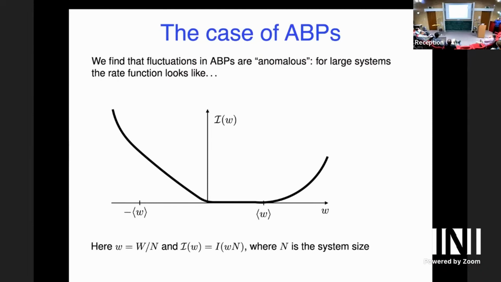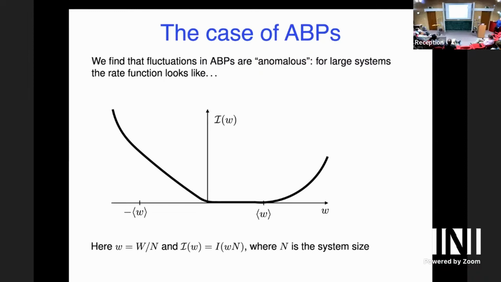I'll show you some evidence for this in a minute, but this is what I'm saying. It doesn't look like the generic typical shape that you would expect. It has this other shape instead. And to get this, we have to take a large system and we have to make everything intensive. So we normalize the work by the number of particles, and we normalize. Sorry, this is wrong. There should be 1 over n in front of this I. So you have to normalize the rate function by the number of particles. There should be 1 over n.